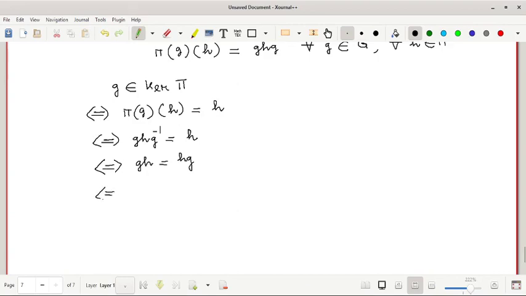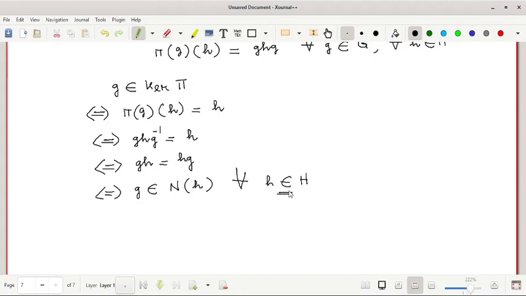The meaning is your g should belong to the normalizer of H for every h in H. G commutes with every element of H, so it is there in the normalizer of H for every h. That's it.